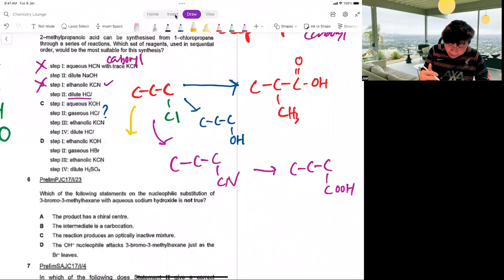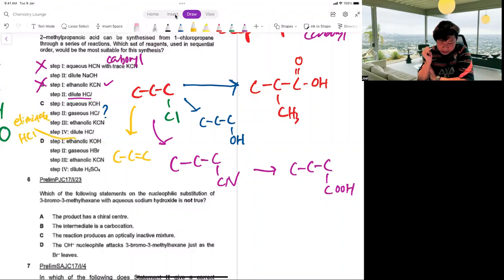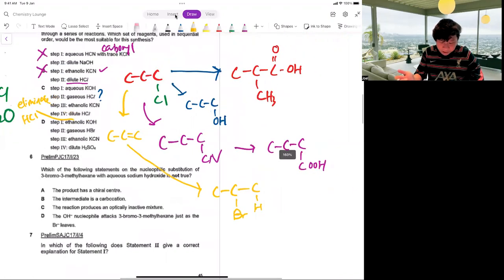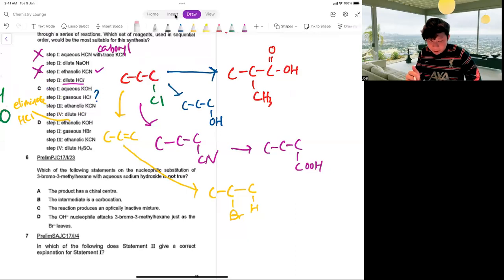So, ethanolic KOH, what does it do? Oh, nice. Eliminate HCl, right? Ethanolic KOH is to eliminate HCl or HX. Then gaseous HBr makes sense. So, Markovnikov. Add the H to the carbon with more H. Markovnikov product. Then ethanolic KCN. Wow, nice. That makes sense.